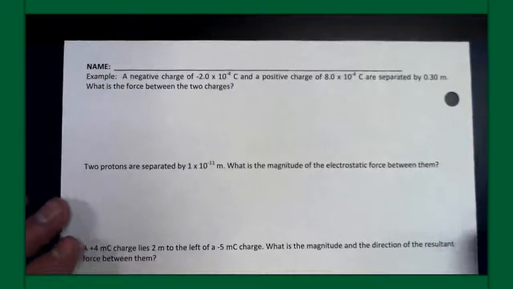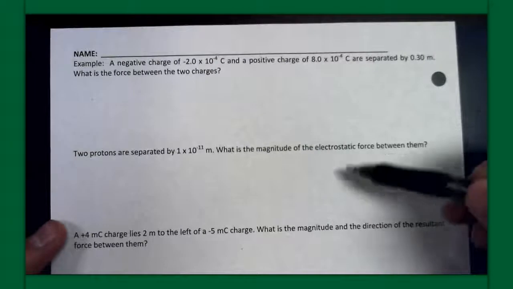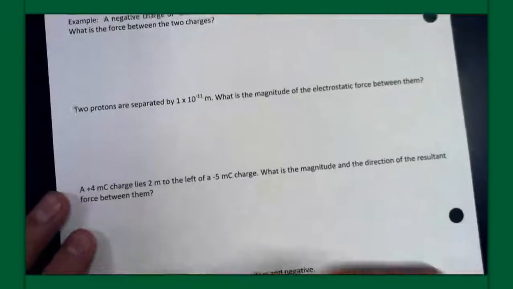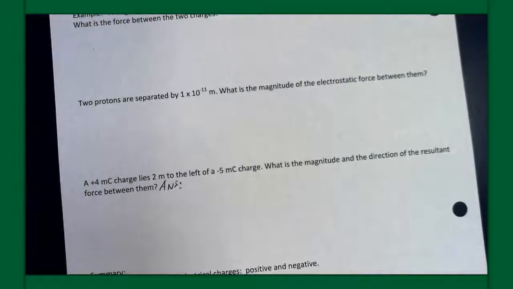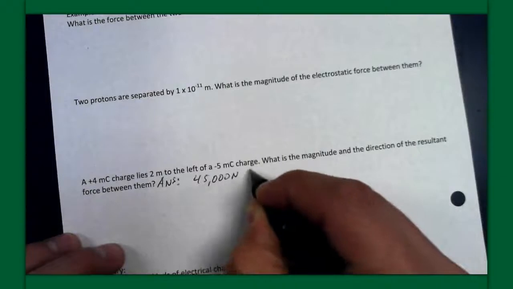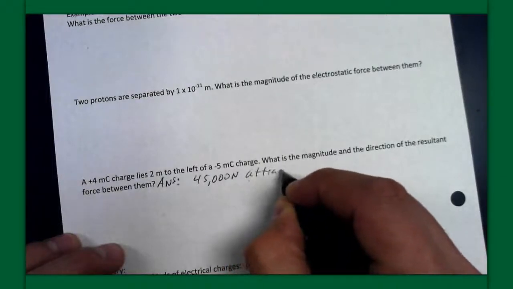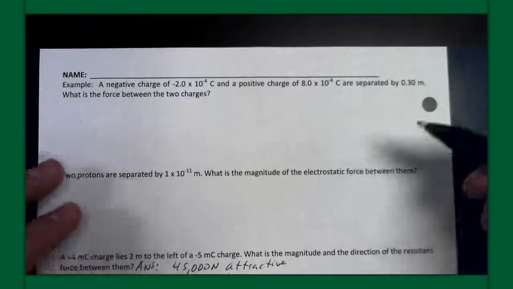Let's go to the back of the notes. We have a few other practice problems in here. I'm going to work these two with you, and I'll leave this one. I'll just tell you right now the answer to the third practice problem is 45,000 newtons, and it's attractive. It's an attractive force. All right, but let's do these first two together.